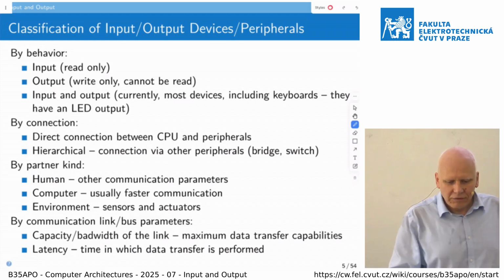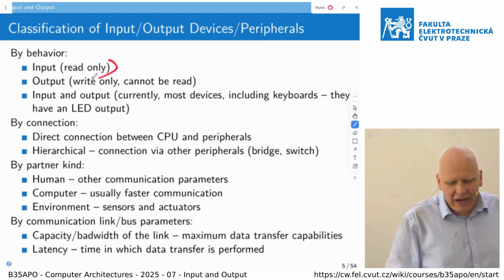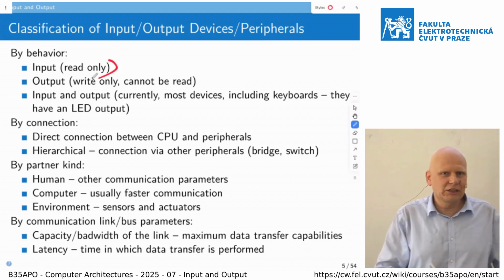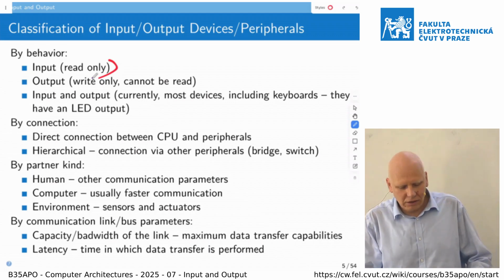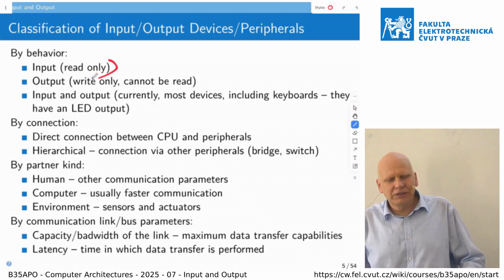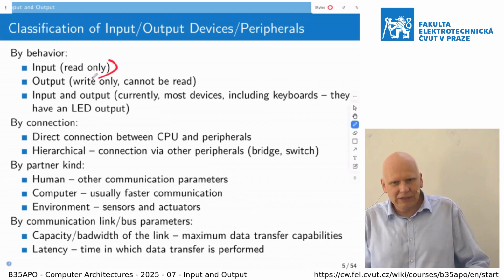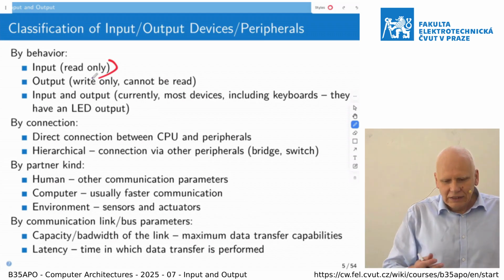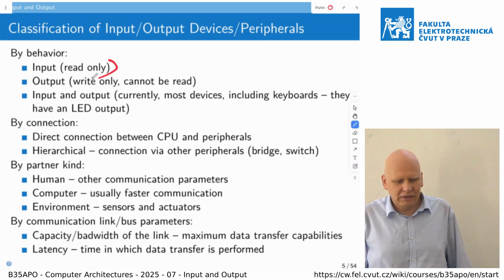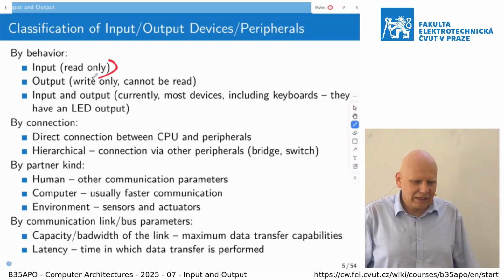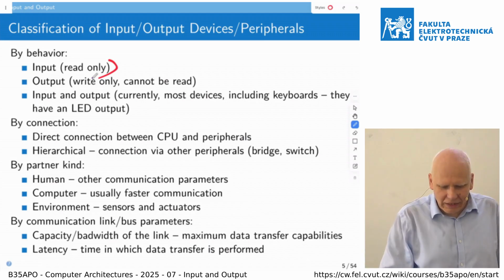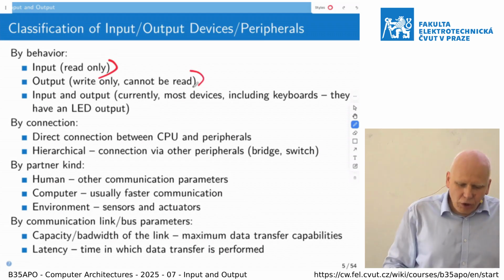Anyway, this is what we know, and we can classify the peripherals, for example, by behavior. Some of them are used only as input. In ancient times, a tape reader was a purely input device, because you pull the tape inside and the computer reads the punches on that tape. On the other hand, a punch device which writes data to the tape was output only.